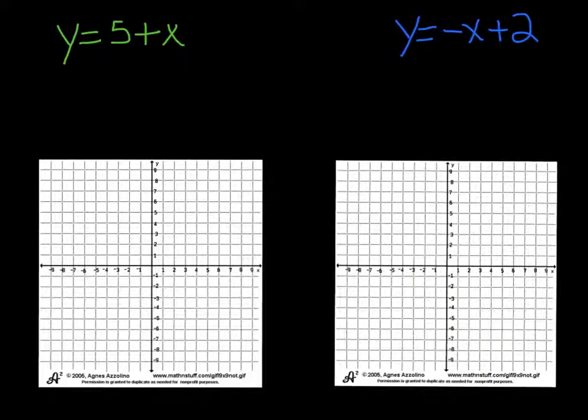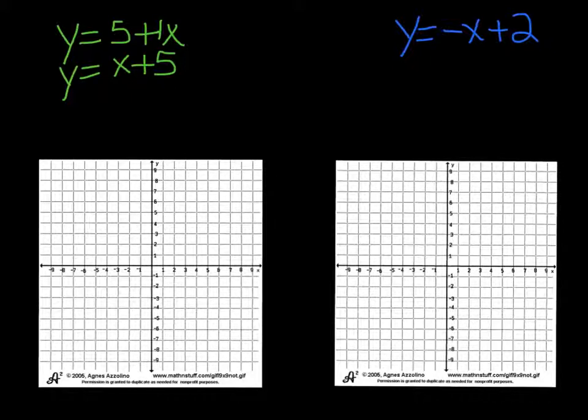Let's look at two more examples. In this first equation, y equals 5 plus x, we have the y-intercept that we can see is 5, and the slope, the coefficient of x, is 1. That's not really the standard way to write it, so if we want to rewrite it as y equals x plus 5, that's totally fine. Either way, it's the same equation, it just might be easier for you to see.